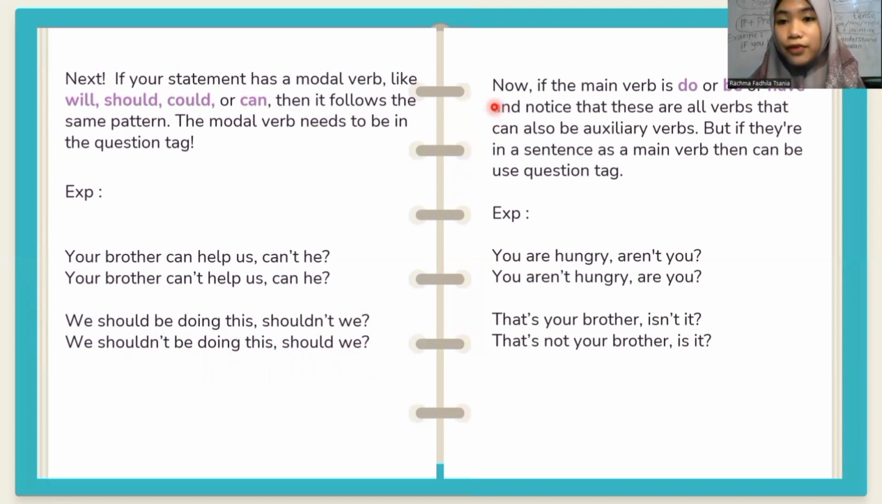Now, if the main verb is do, be, or have, and notice that these are all verbs that can also be auxiliary verbs, but if they are in a sentence as a main verb, then a question tag can be used. You are hungry, aren't you? You aren't hungry, are you? That's your brother, isn't it? That's not your brother, is it?